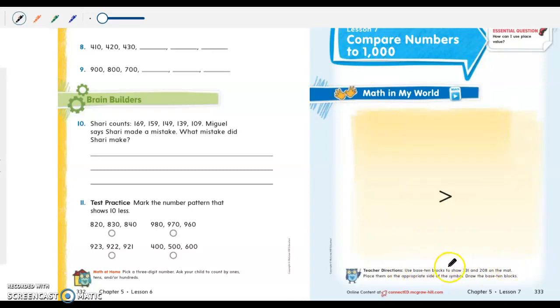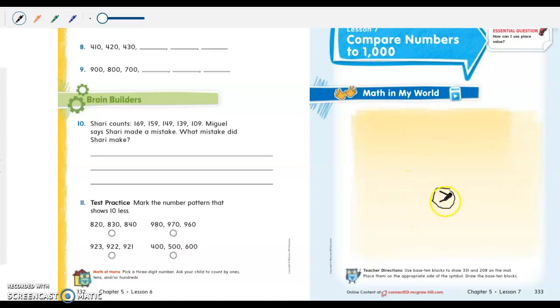It says use base 10 blocks to show 331 and 208 on the mat. Place them on the appropriate side of the symbol. Draw the base 10 blocks. Okay, so here we have the greater than sign, and we are comparing 331 and 208. So, since this is the greater than sign, which side should each number go on? What number should we start off with first?